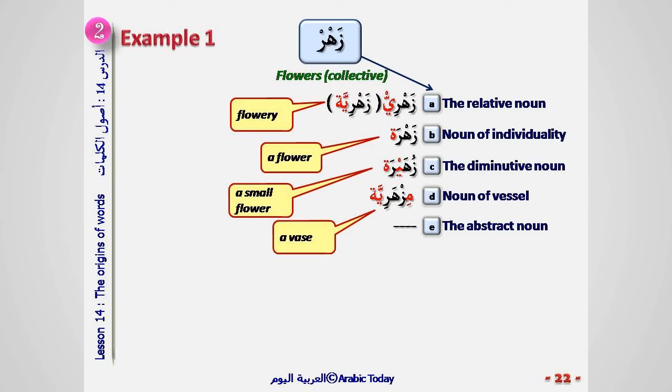The noun of vessel generally uses the same pattern as the noun of instrument. In this example, however, it did not, which confirms what we said earlier about the derivation process not being a rigid one.